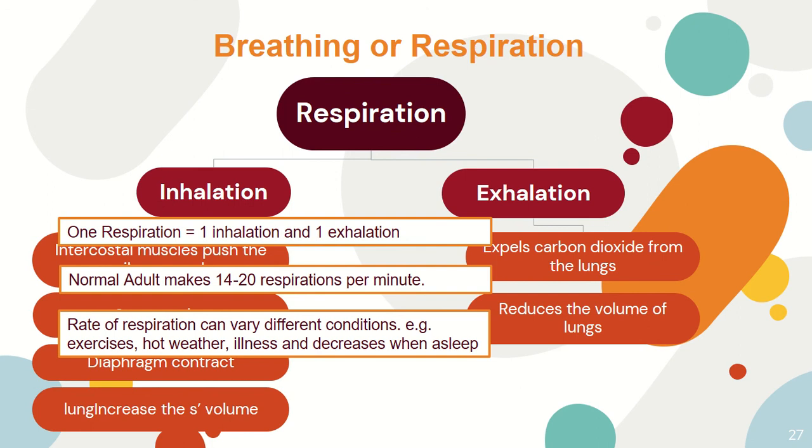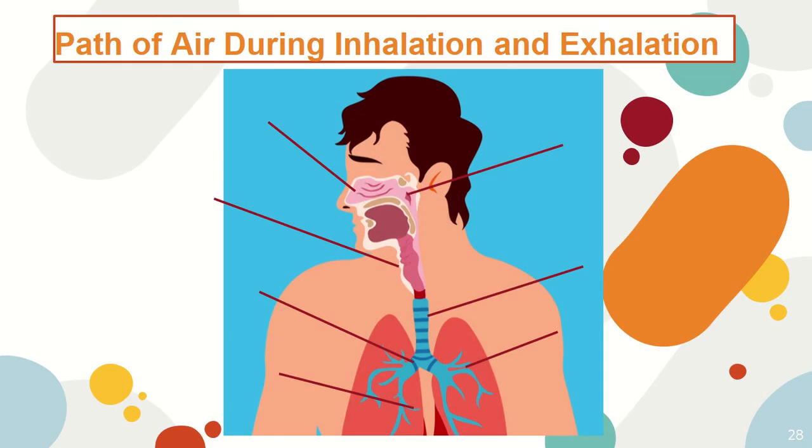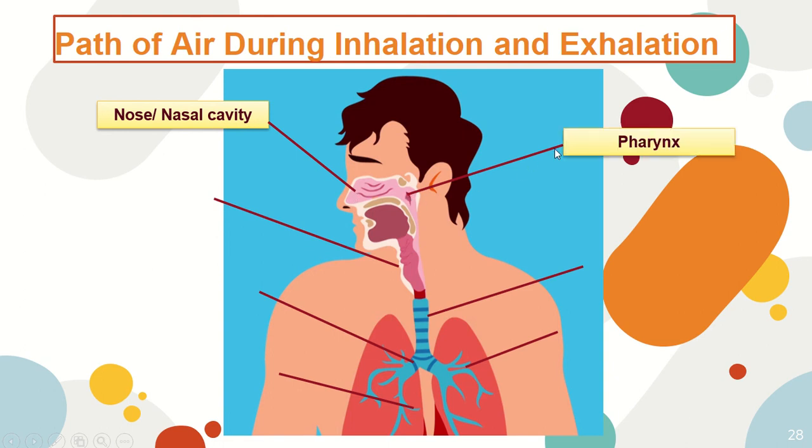And on that, now let us identify the path of air during inhalation and exhalation. What do you call this part? Correct. The nose or the nasal cavity. So, papasok yung air dito. Saan naman siya susunod? What do you call this? Alright, the pharynx. And after that pharynx, dadaan muna siya dito. Anong tawag natin dito sa ating voice box?